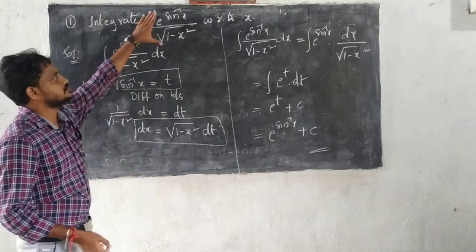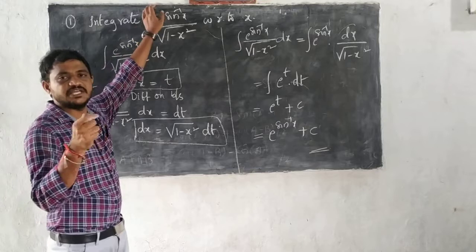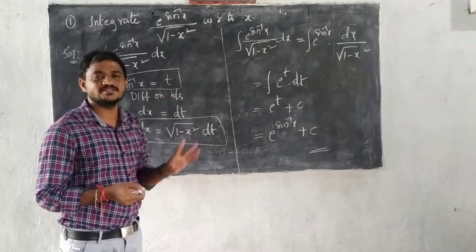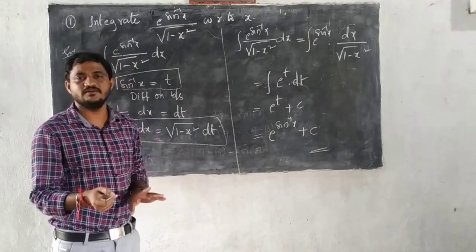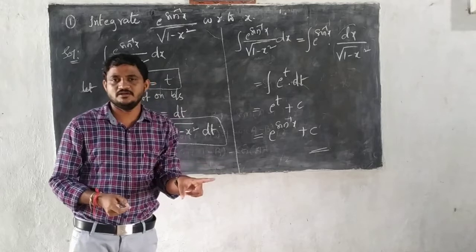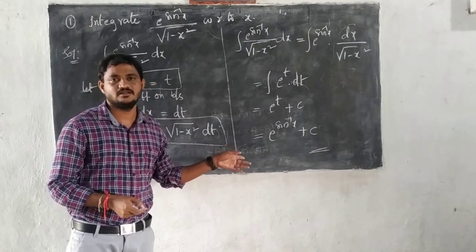Observe clearly. This is the given function, e to the power of sin inverse of x by square root of 1 minus x square. It is not in standard form. To convert it into standard form, we will use the substitution method, right? But type 1 is different and type 2 is different, right?